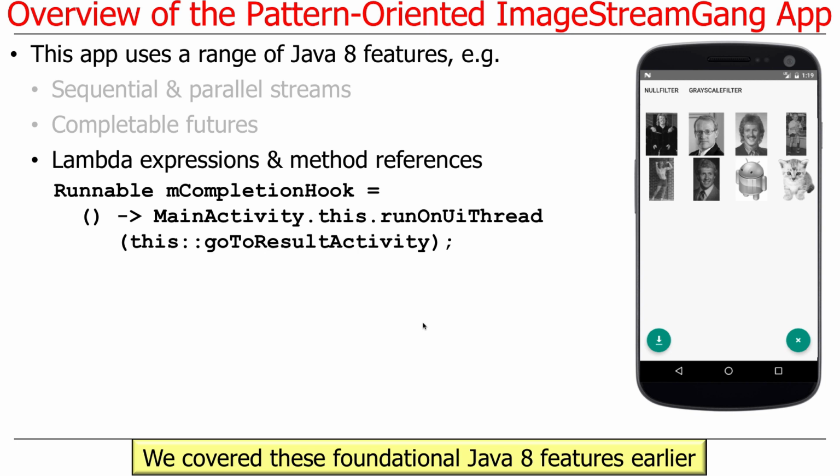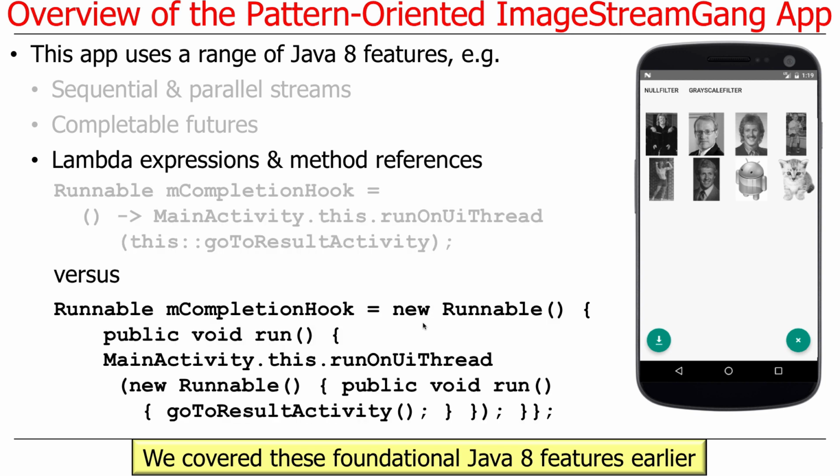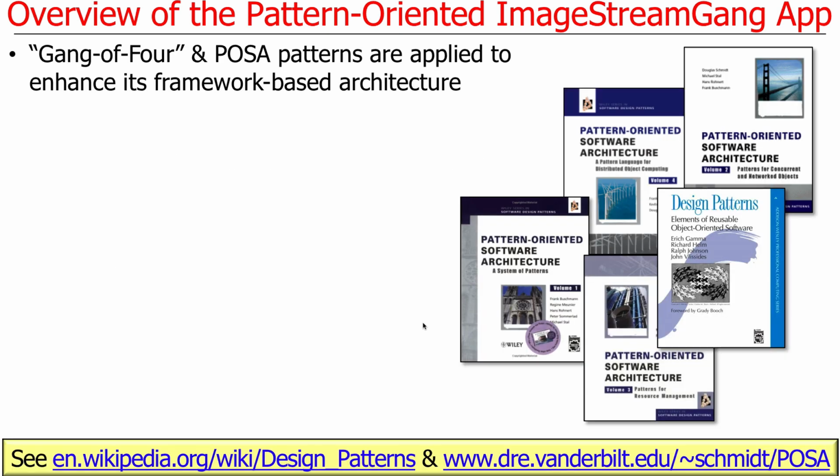This code here, which is what we do with Java 8, is much cleaner and less verbose than the corresponding code we would have had to write with the Java 7 anonymous inner classes, which are tedious and error-prone to write. All right, I mentioned before that we use patterns to help structure the overall architecture.